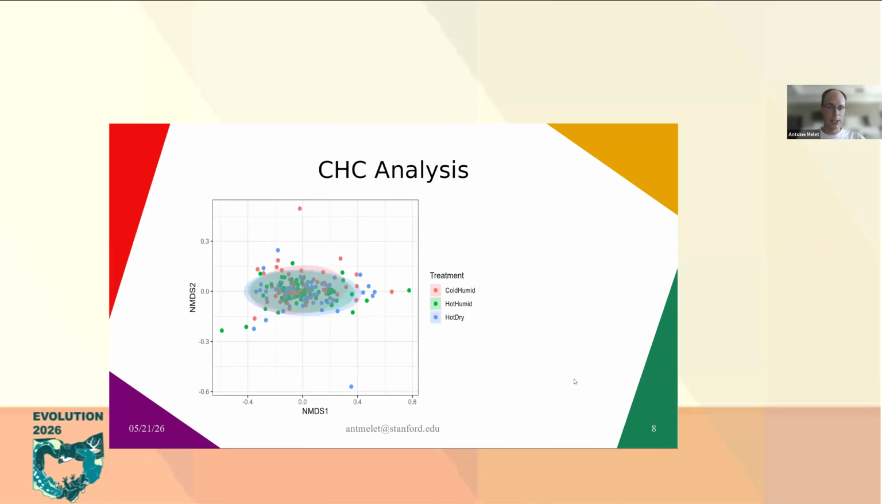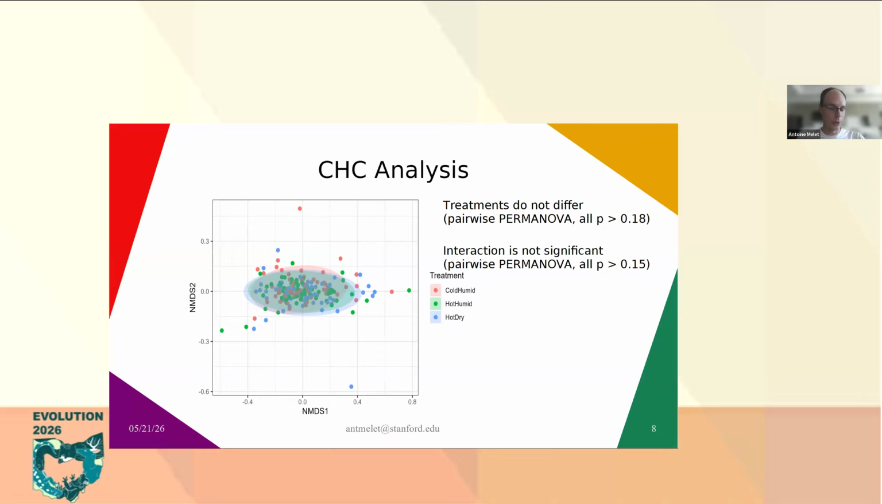Here is a visualization of the results. You see that the different profiles are quite similar, and there is a lot of overlap between the 3 acclimation treatments, confirmed by the statistical test. Treatments do not differ, and there is no significant interaction between the acclimation treatment and the foraging index, the foraging activity.